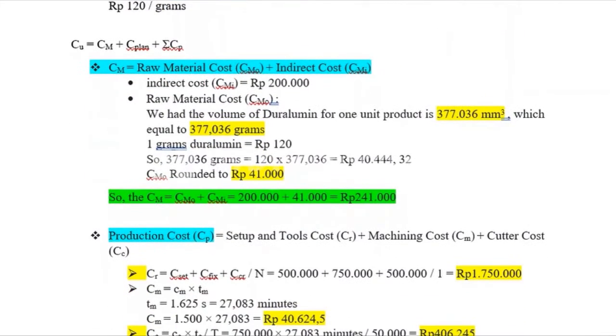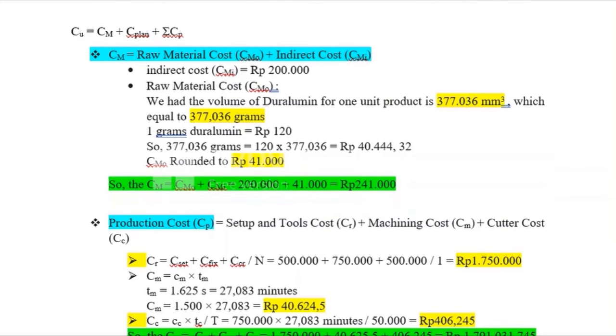And this is the formula for calculating the unit cost. We have material cost, plant cost, and the total production cost. So we need to determine them one by one. First of all is material cost. Material cost we get from adding raw material cost with indirect cost.